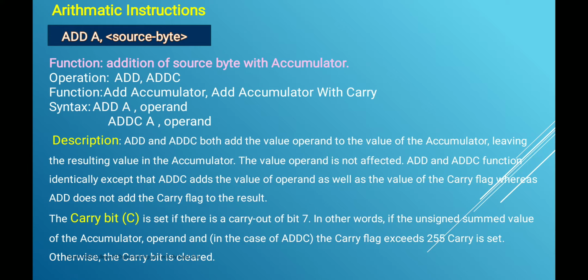The ADD instruction is normally used to add a source byte to the accumulator. While adding unsigned numbers, the carry flag indicates that an overflow occurred, meaning the value is greater than 255. Overflow occurred means what? The overflow flag is set if there is a carry from bit 6 but not from bit 7, or a carry from bit 7 but not from bit 6. Otherwise overflow is cleared.